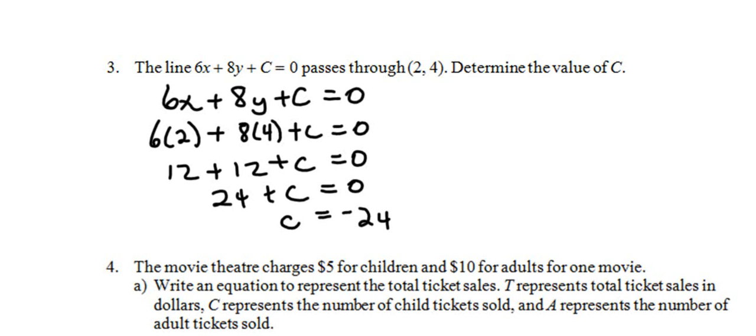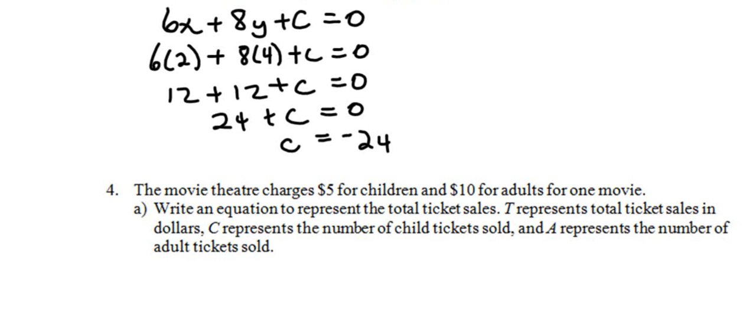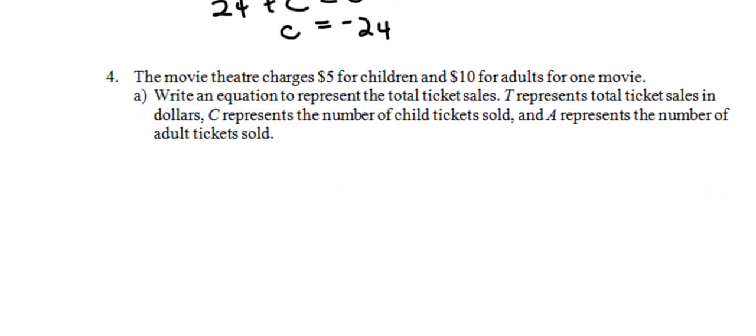Yeah, that's the easiest way to do that one. All right. The movie theater charges $5 for children and $10 for adults for one movie. Write an equation to represent the total ticket sales. T represents total ticket sales in dollars, C represents the number of child tickets sold, and A represents the number of adult tickets sold.